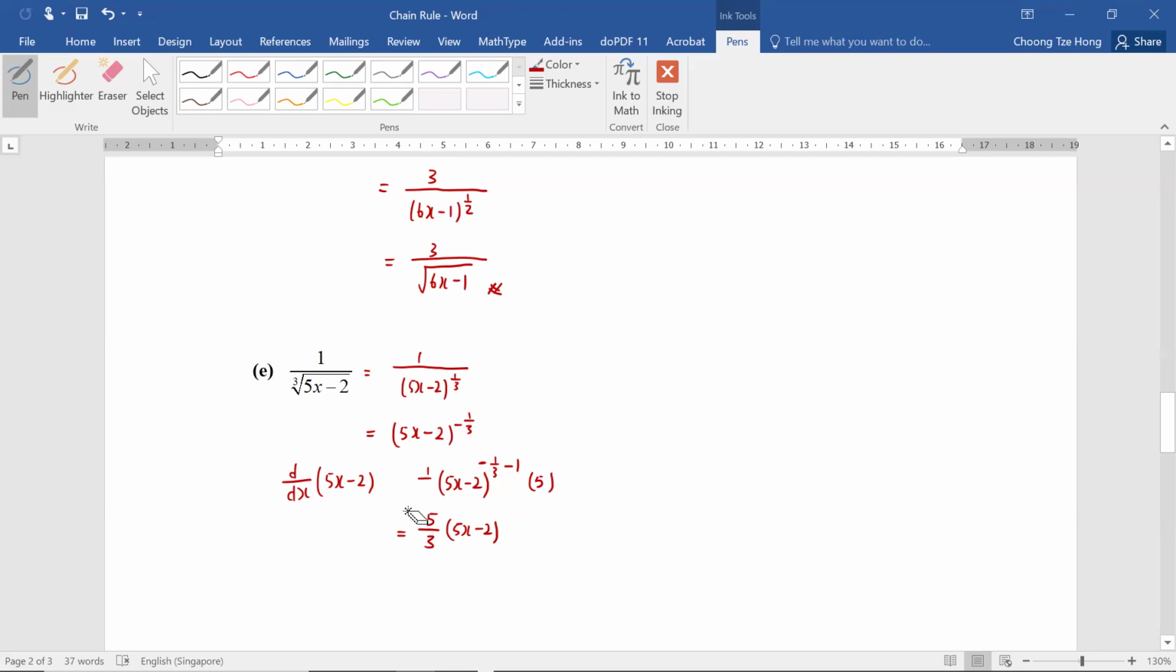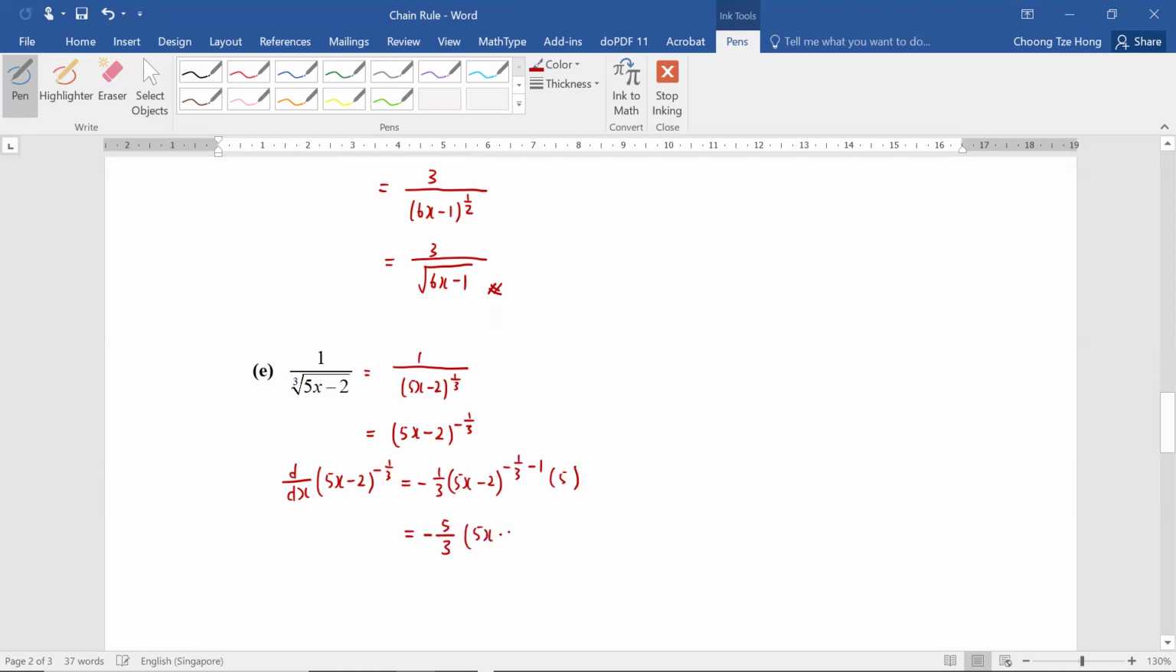Let me redo this question. So this is a negative 1/3. When we differentiate, we bring the negative 1/3 in front. So 5x minus 2, negative 1/3 minus 1. So this will be the correct one. Then you differentiate inside, you get 5, so you get negative 5 over 3.